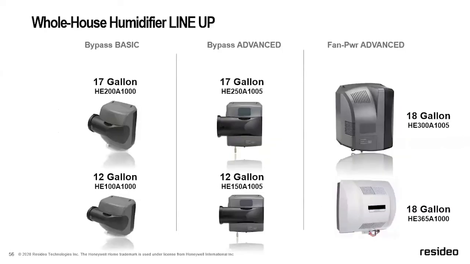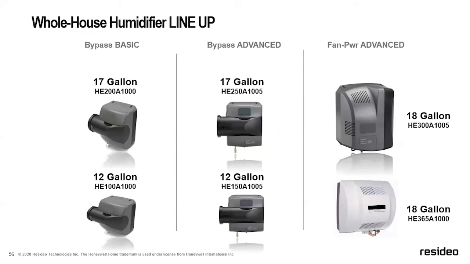And here's a snapshot of our whole house humidifier lineup. We have our basic bypass on the left. There's two sizing. So we have 12 gallon and 17 gallon per day. And that's a small and large. And that's the HE100 and HE200. When we move to the middle, our advanced is the HE150 and the HE250. Same sizing, so 12 gallons per day and 17 gallons per day for the larger unit. And then our fan powered provides 18 gallon per day across the board.